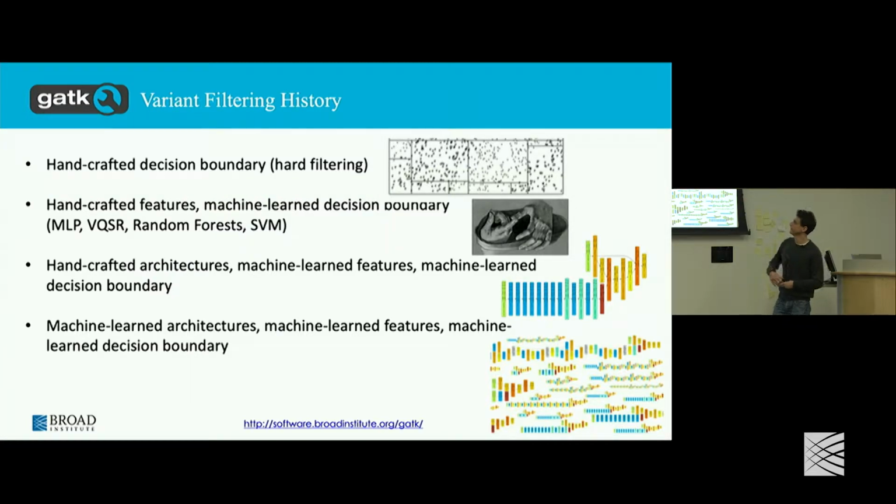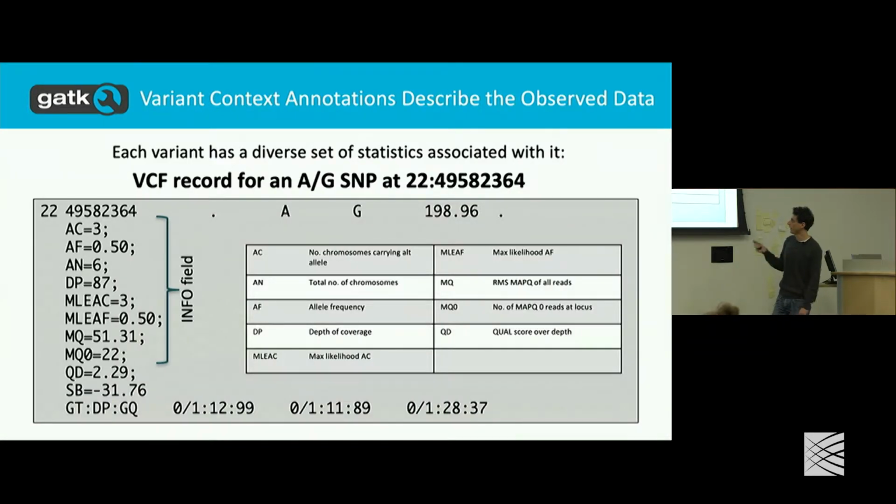And then the sort of final step that we can envision, which we have not yet reached, would be sort of machine learning the whole thing. So not just the features, but the actual architectures. And we'll get into more detail about what those architectures are really doing in just a minute.